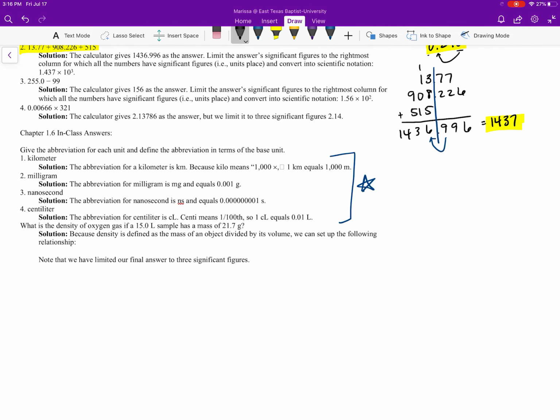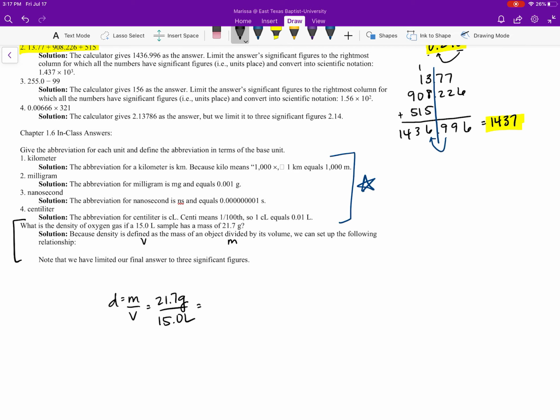This last one right here is a density question. So it says, what is the density of oxygen gas if we have this volume of sample and this mass of oxygen? And so the important thing is to remember that the relationship between density, mass, and volume is density is equal to mass divided by volume. The units can be varied. So in this case, I'm not going to worry so much about what units I use because it doesn't tell me to use specific units.